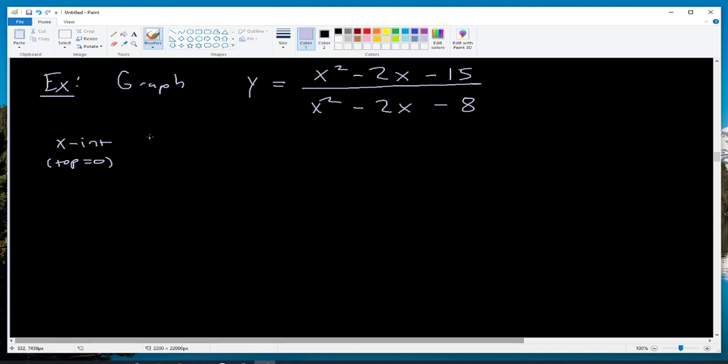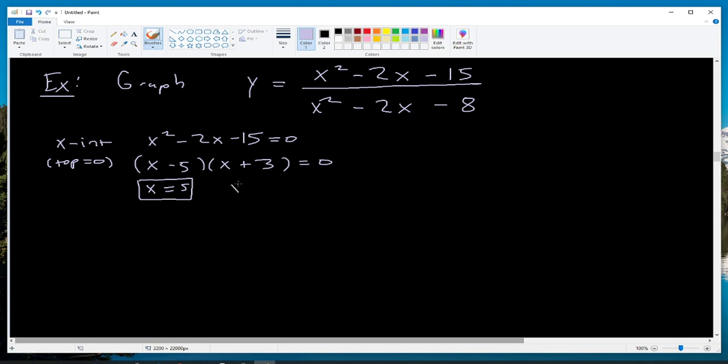So the top is x squared minus 2x minus 15. We set it equal to 0. So I go through and I say, okay, what are two numbers that multiply together to be negative 15 that could add up to negative 2? It's going to be a negative 5 and a positive 3. So x equals 5 is one of my x-intercepts. X equals negative 3 is another x-intercept.